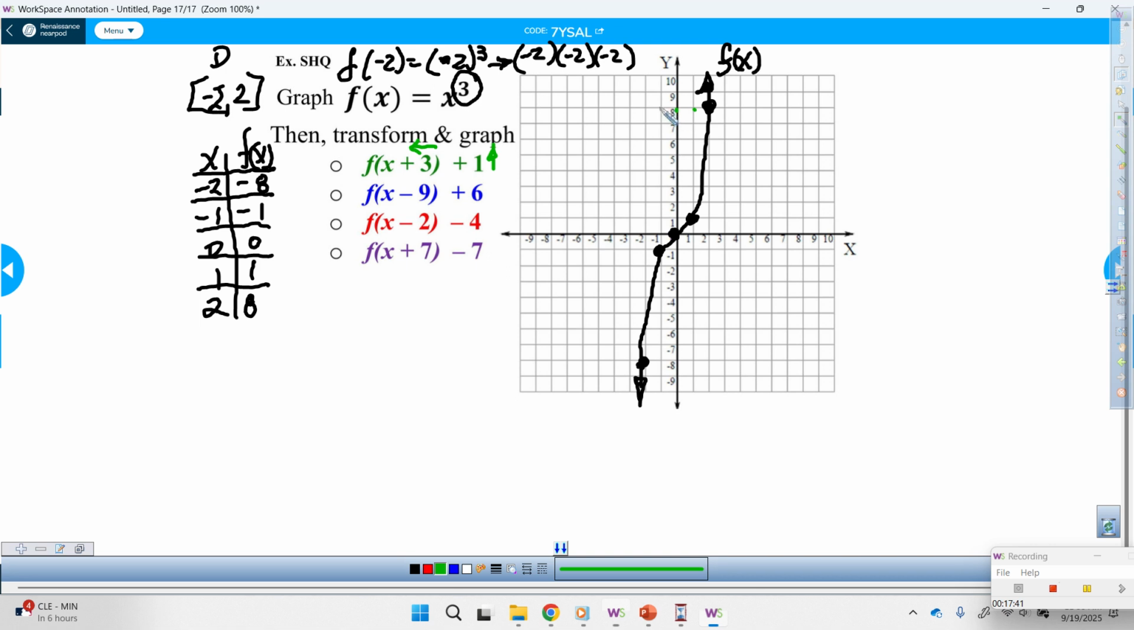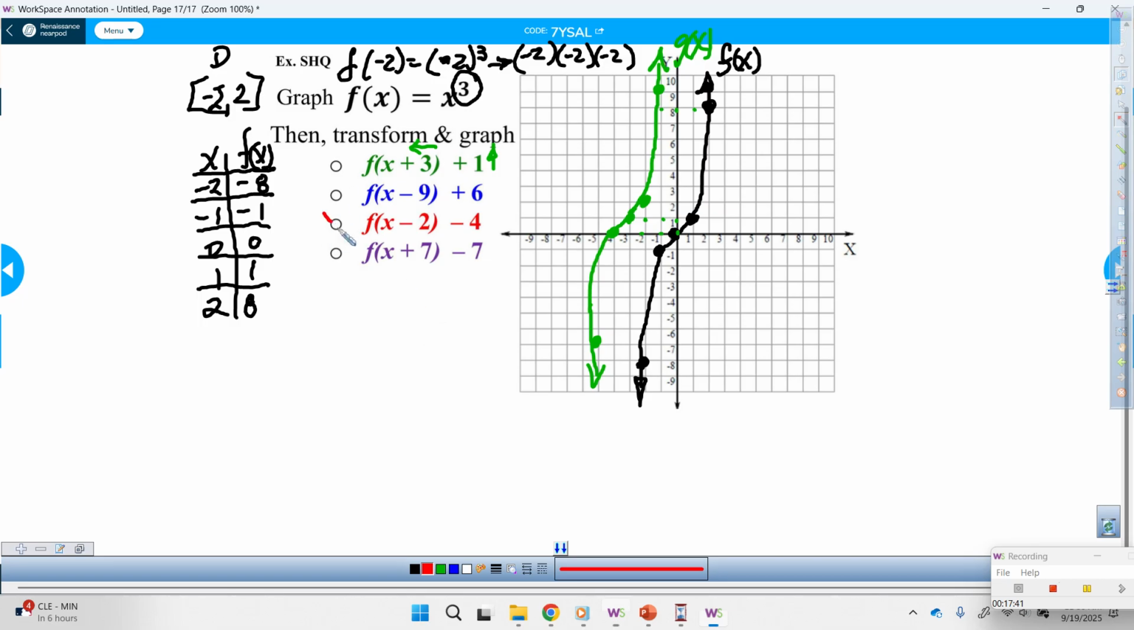So we go 1, 2, 3, 1 up. This one, 1, 2, 3, and 1 up. This one, 1, 2, 3, 1 up. This one, 1, 2, 3, 1 up. And this one, 1, 2, 3, and 1 up. And we label that g of x. All right? Not bad, not bad.